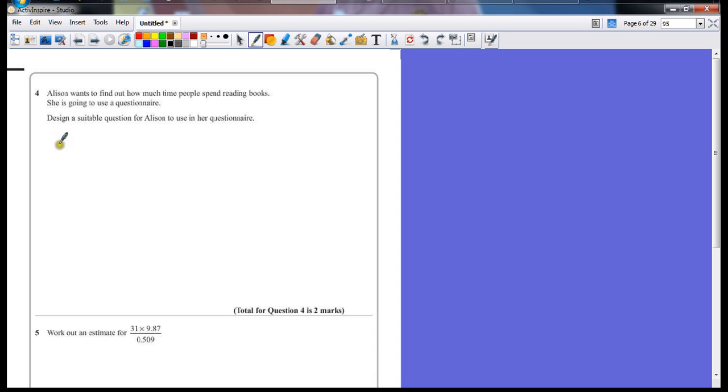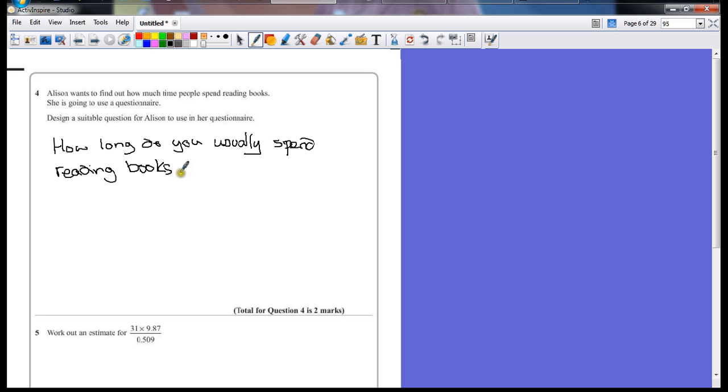some answer boxes. So the question is definitely going to have to say something quite simple, you know. How long do you usually spend reading books? Now at the moment it's not going to get me any marks because I'm not given a time frame.